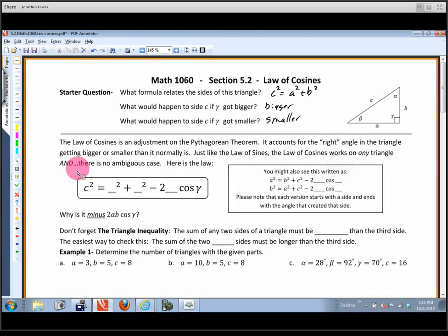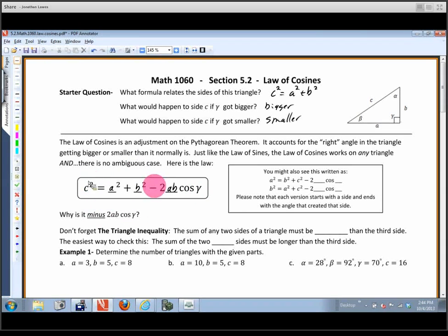Now, just like the law of sines, the law of cosines works on any triangle, and here's the cool part: there's no ambiguous case. We do have to do a couple of things and check a couple of things as we go along, but here's the law of cosines. And it starts off very familiar. So it's c squared equals a squared plus b squared minus 2ab cosine of gamma. And what you want to take note of is, again, it's an adjustment on the Pythagorean theorem.